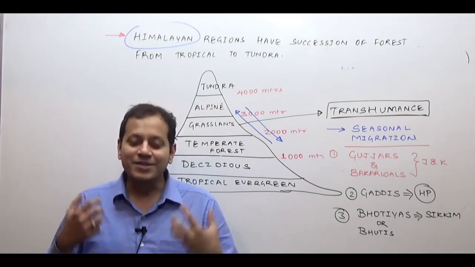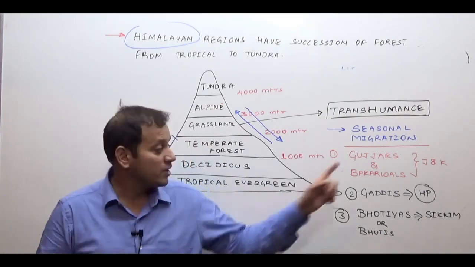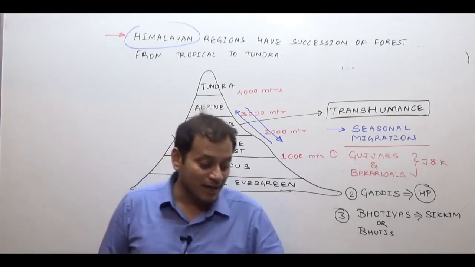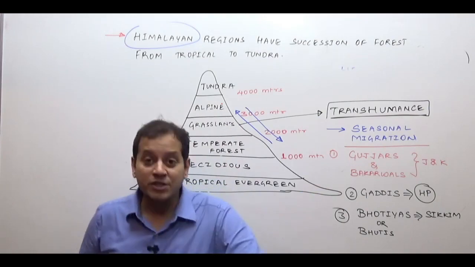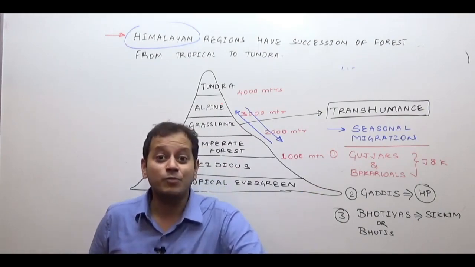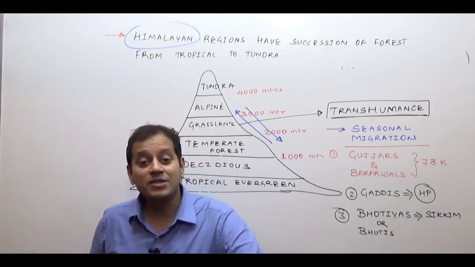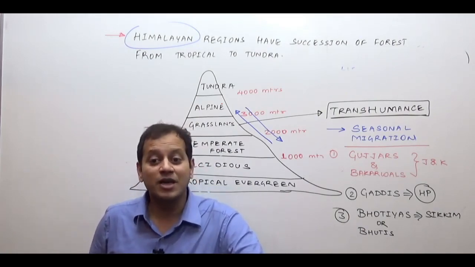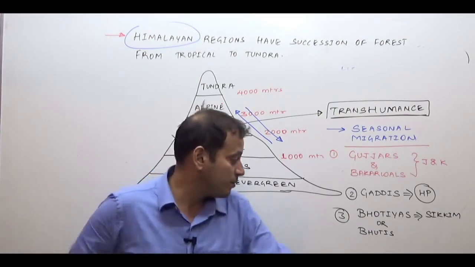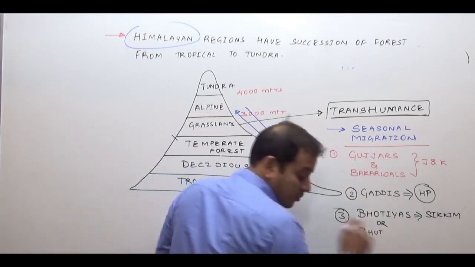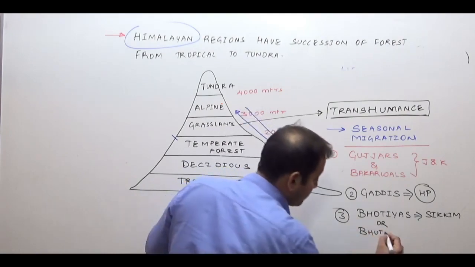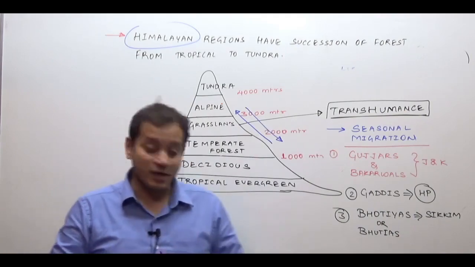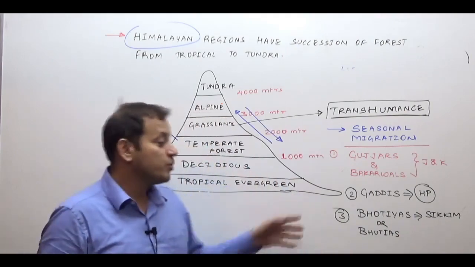In India, transhumance is practiced by which four tribes? Gujjars and Bakarwals. Which state? Jammu and Kashmir. Remember, the information about the infiltration in Kargil was given by such tribes who used to do transhumance. Then it is done by Gaddis of Himachal Pradesh. So Gaddi is an important tribe of Himachal Pradesh. And Bhutias or Bhotias of Sikkim. The famous Bhutia we have is Bhaichung Bhutia, the football legend from India. So it was the Bhutias of Sikkim.